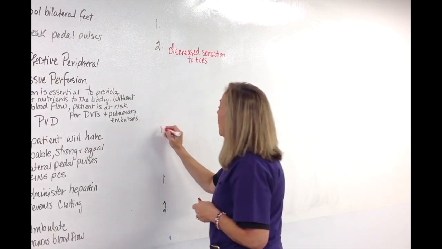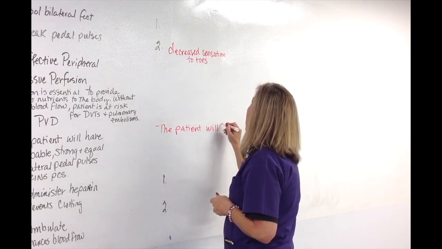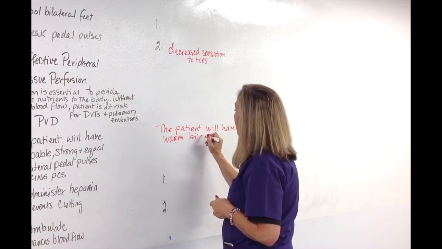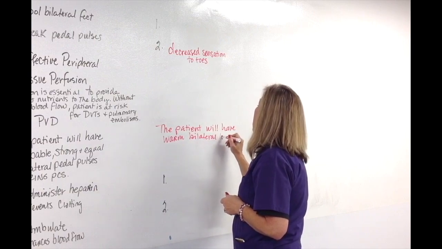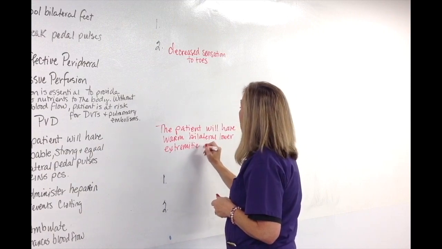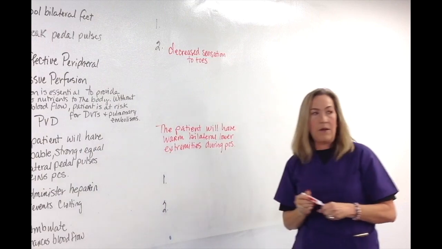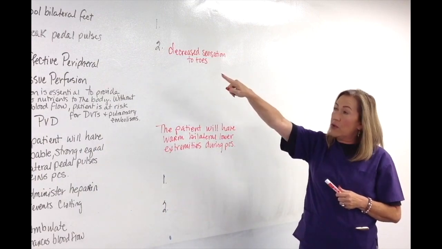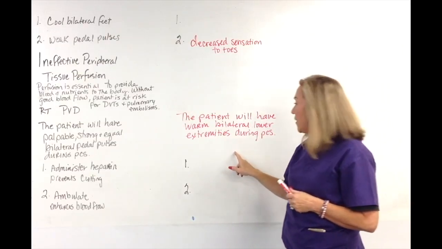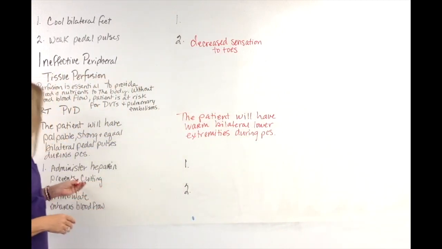Okay? So the patient will have warm bilateral lower extremities during PCS. So I changed my focus to the cool bilateral feet. I'm going to fix that. You with me? Okay. Now, did I or do I need to change my interventions?